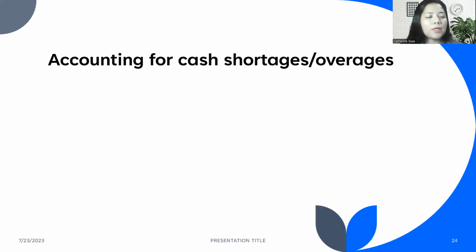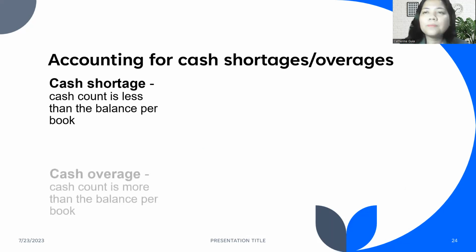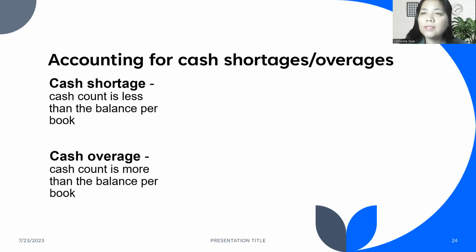Okay, next topic, let's move on. Accounting for cash shortages or overages. So when do we say that there is a cash shortage or cash overage? We will be comparing the cash count with the balance appearing in our books. If the actual cash count is more than the balance appearing in our books, then it's cash overage.